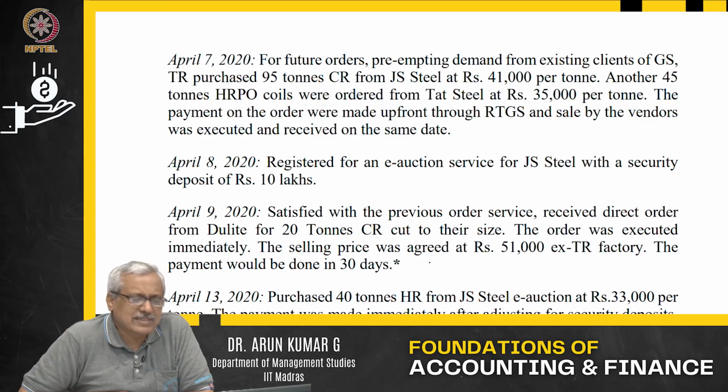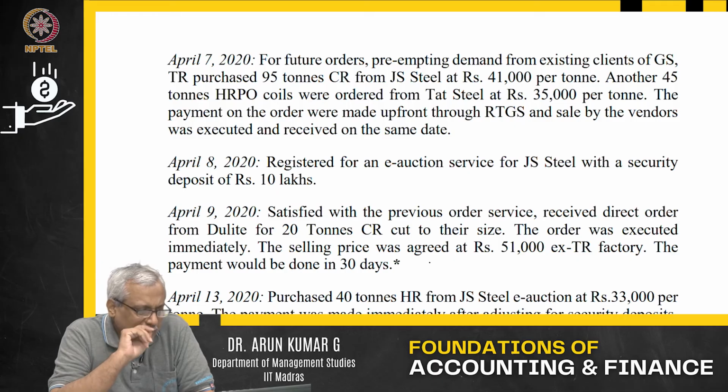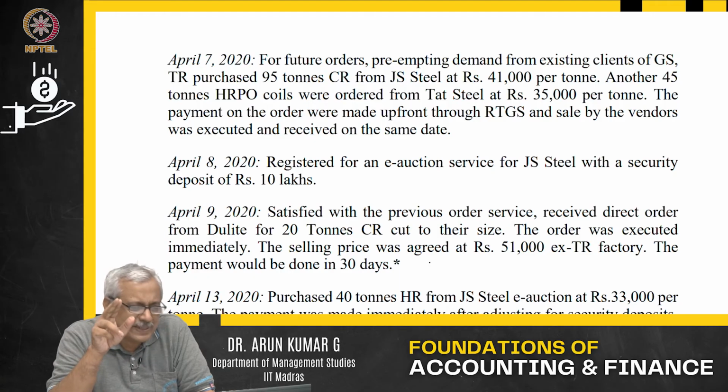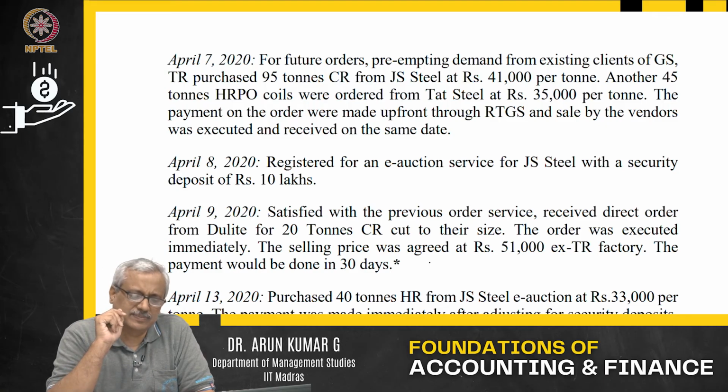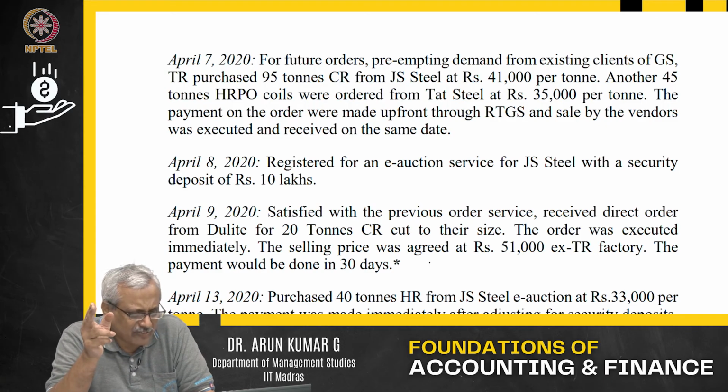Now, we go back to April 7th out there, and let us see. I will read this statement. For future orders, preempting demand from existing clients of GS, TR purchased 95 tons of CR from JS Steel at 41,000 per ton. Another 45 tons of HRPO coils were ordered from TAT Steel at 35,000 per ton.